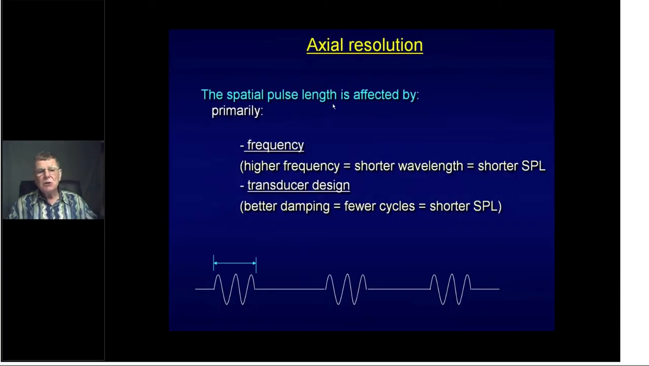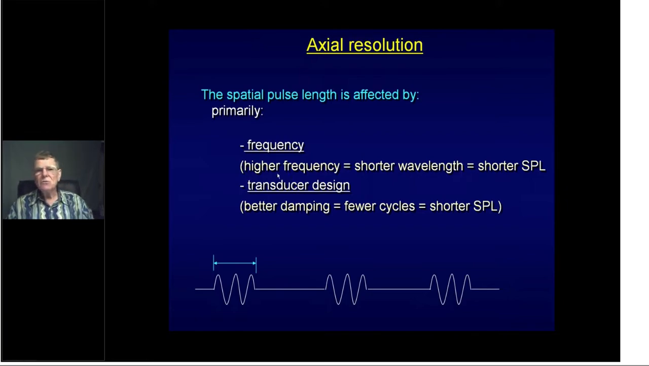So the spatial pulse length is primarily affected by these two things. The frequency of the beam. Higher frequencies, you remember, will result in shorter wavelengths. Shorter wavelengths give shorter spatial pulse lengths and therefore better axial resolution, which is the reason why we try to use the highest frequency transducer that we can for our scanning.